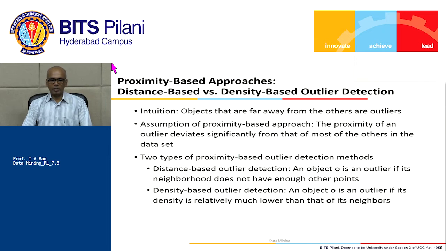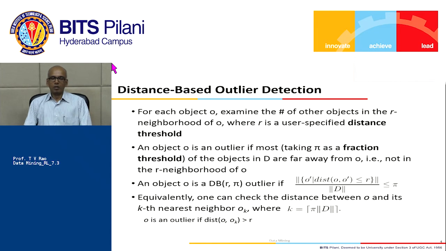So here again the logic is pretty much the same. We are looking at a significant deviation, either with respect to distance or density, before declaring that a data object is an outlier. So first, let's look at distance-based outlier detection. We go with the definition.